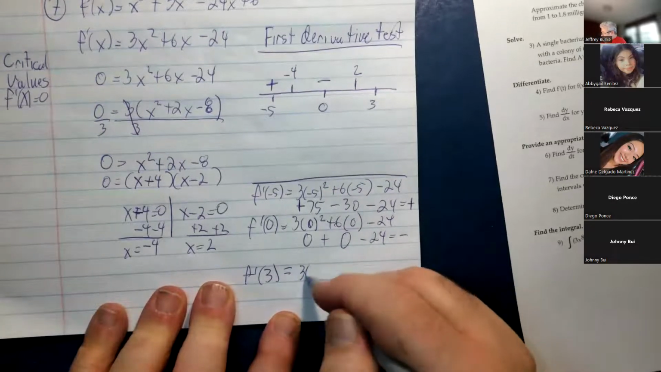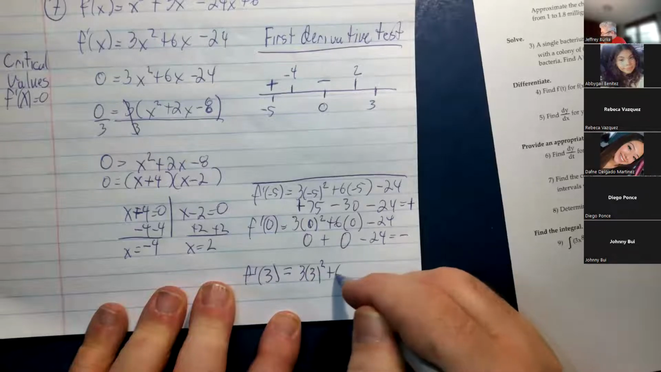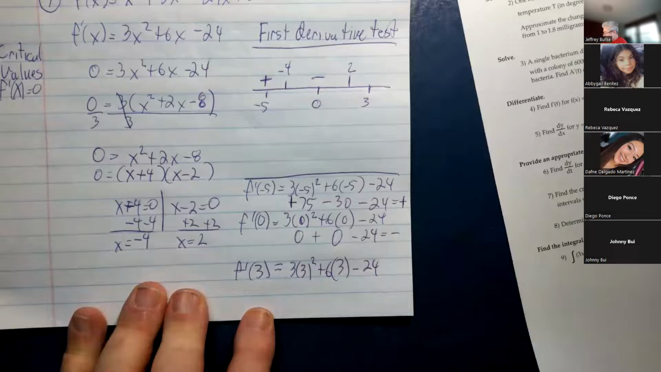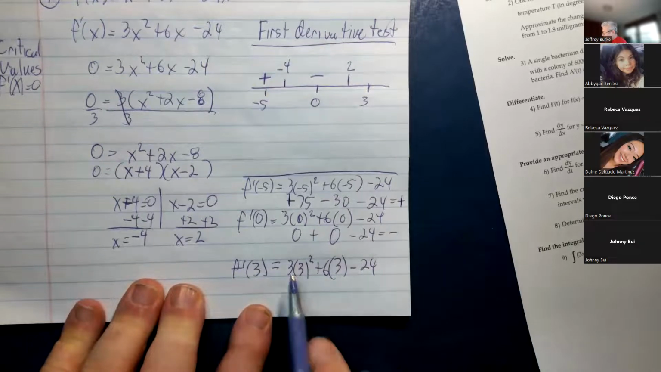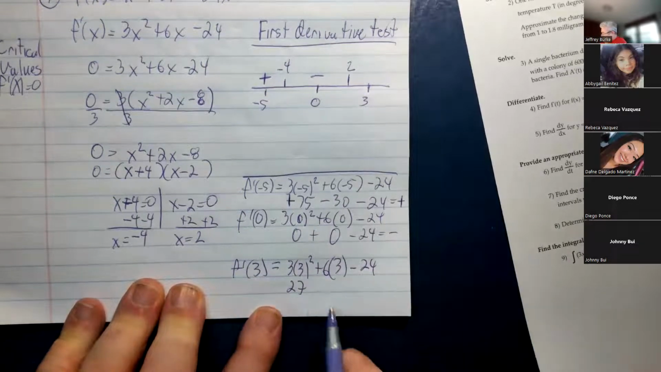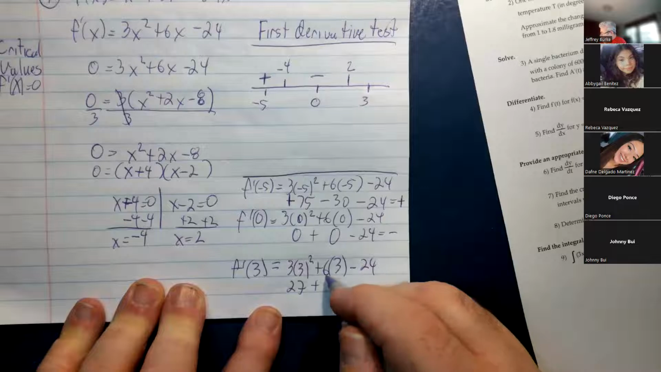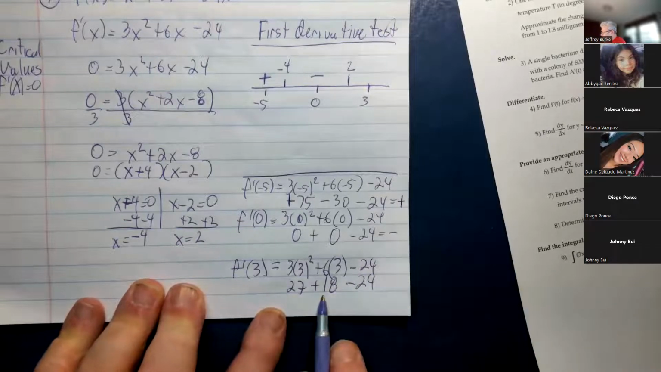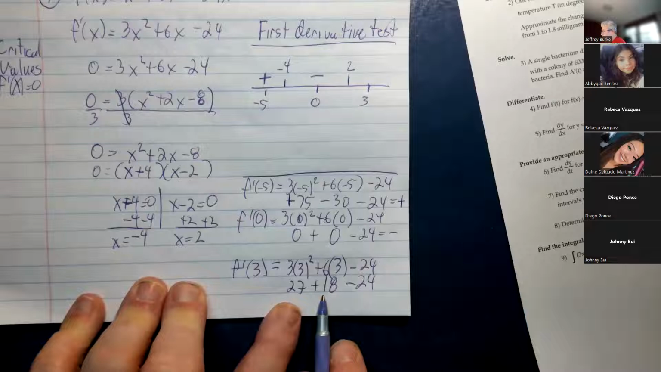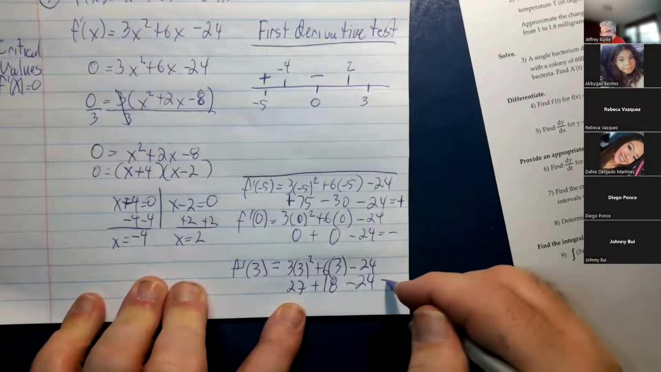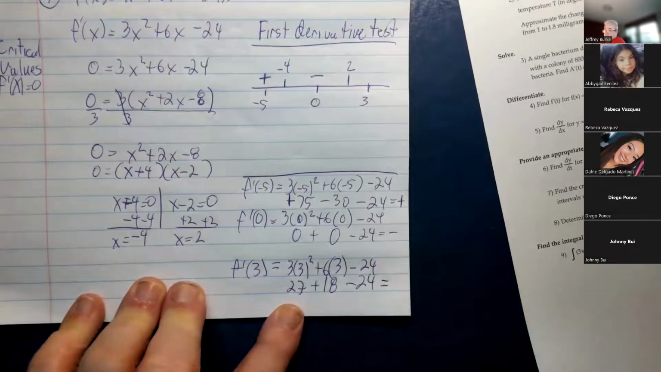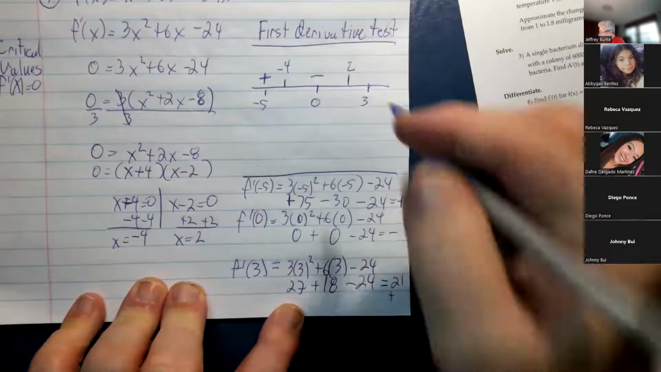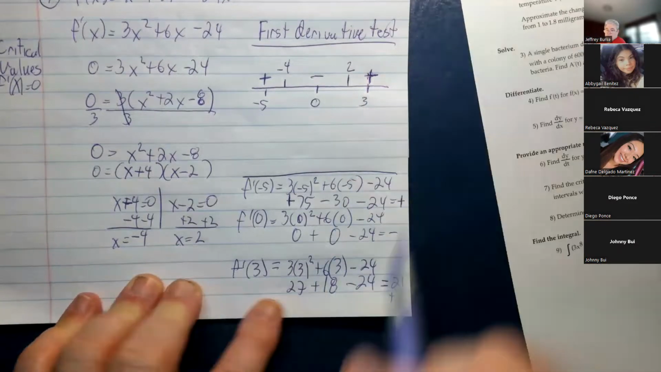Let's see, that's going to give me 3 times 3 squared plus 6 times 3 minus 24. This would be 9 times 3, that's 27. Plus 6 times 3 is 18, minus 24. So 27 plus 18, that's going to be 45. 45 minus 24, this should be 21. Either way, it's positive. So here the function is going to be increasing.